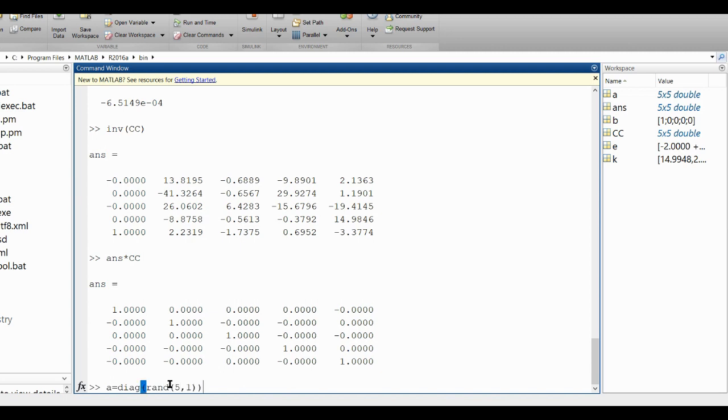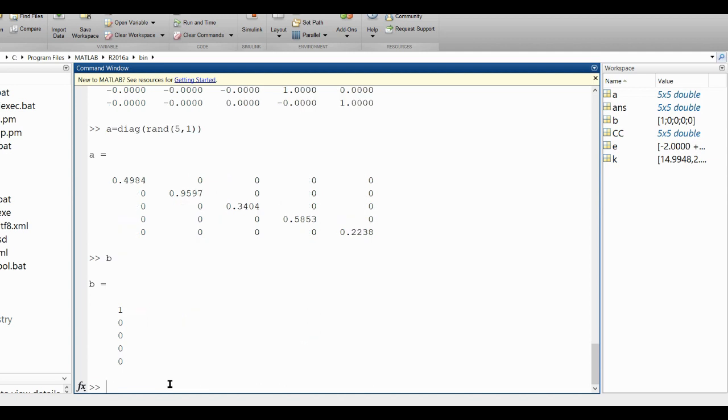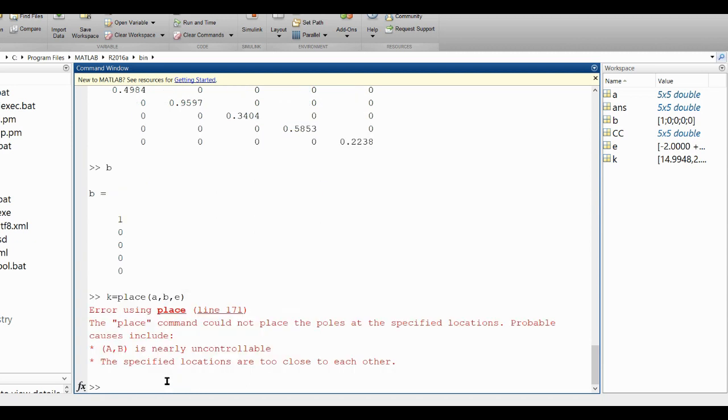Now let me take a different example. This A is a diagonal matrix. Now remember B. In B I have only one entry here, right? So intuitively you know that with the input I can affect the first state, but the first state is not coupled to any other state, and therefore I can't control any of the other states. So what happens when I try to place these eigenvalues? I say K equals place, and it gives me an error, saying nearly uncontrollable. In fact, it is not nearly, it is quite uncontrollable. So it could not place the poles at the specified locations.